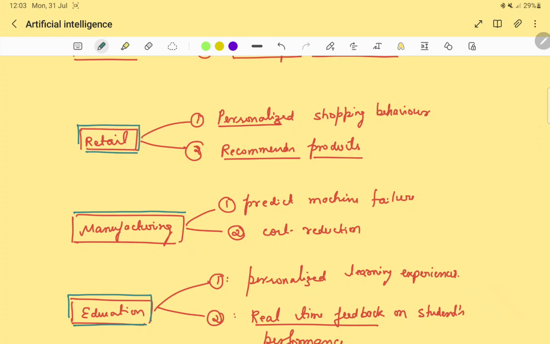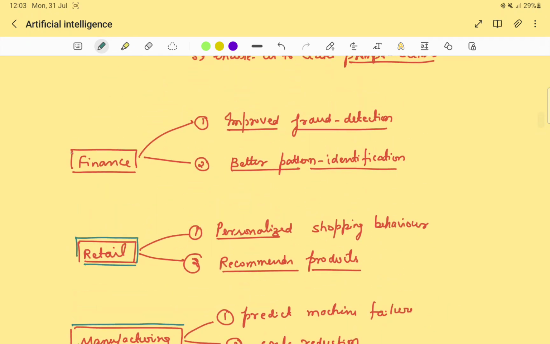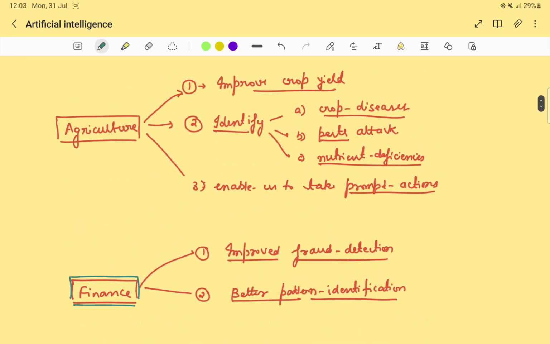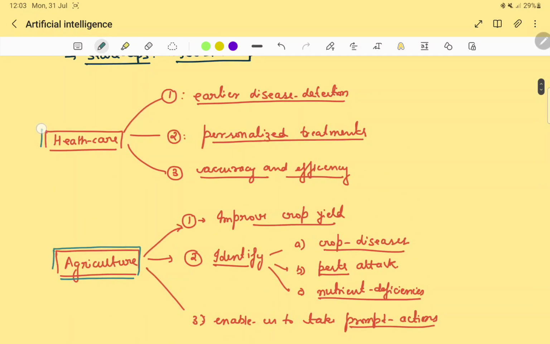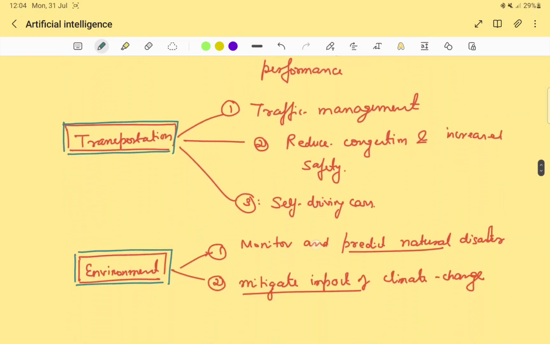Then in the retail sector, it gives us personalized shopping behavior. It also recommends products to the customers based on their previous buying pattern. In the field of finance, it promotes improved fraud detection and better pattern identification. So more or less, better policy making by SEBI. And in the agriculture sector, it helps us improve the yield by timely identifying crop disease, pest attacks, nutritional deficiencies, and enables us to take prompt action. So these are some of the benefits. And we also had the healthcare sector. In the healthcare sector, disease detection is possible, personalized treatment is possible, and accuracy and efficiency also take a front seat. So in this way, artificial intelligence is going to have a multidimensional impact.